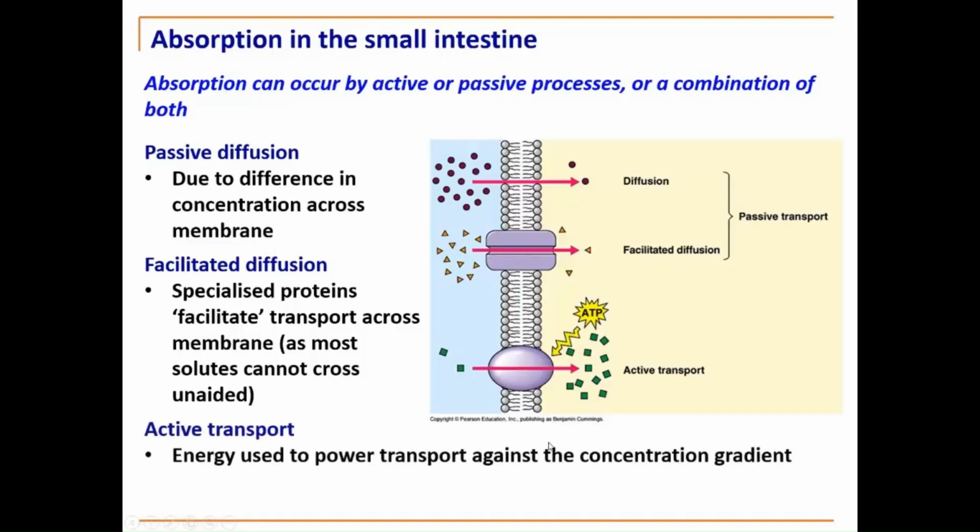And finally, you may have active transport, where you're using energy in the form of ATP to power against a concentration gradient. So in this case, going from low concentration to high concentration. So therefore, you need energy to go against that natural diffusion gradient.